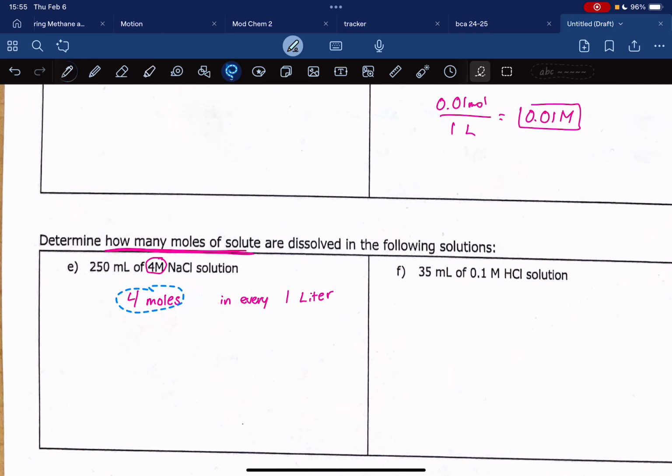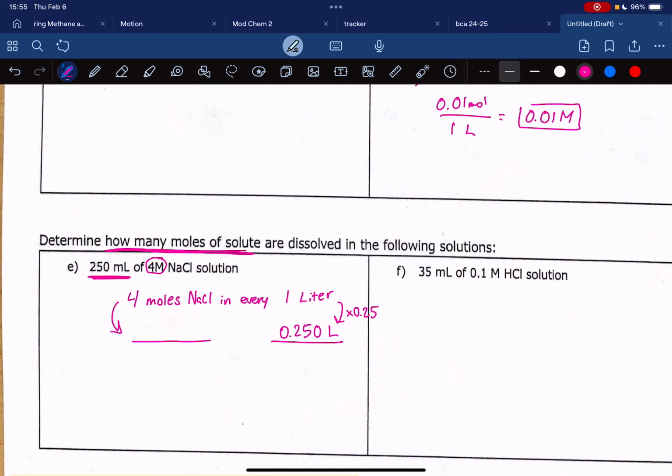In this case, the solute is NaCl. So there's 4 moles of NaCl in every 1 liter. Well, if I want to know how many moles are in 250 milliliters, right, that's going to be, what is that, 0.250 liters. How does that relate? How does this number relate to this number? It's certainly smaller. How many times smaller is it? We can see that it's a quarter, right? Multiply by 0.25 or divide by 4, right?